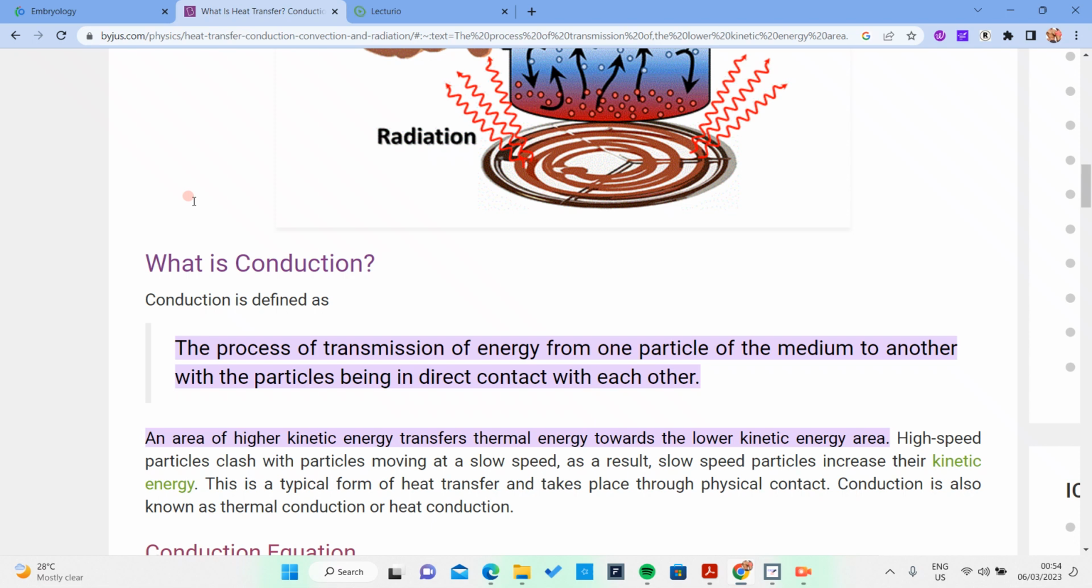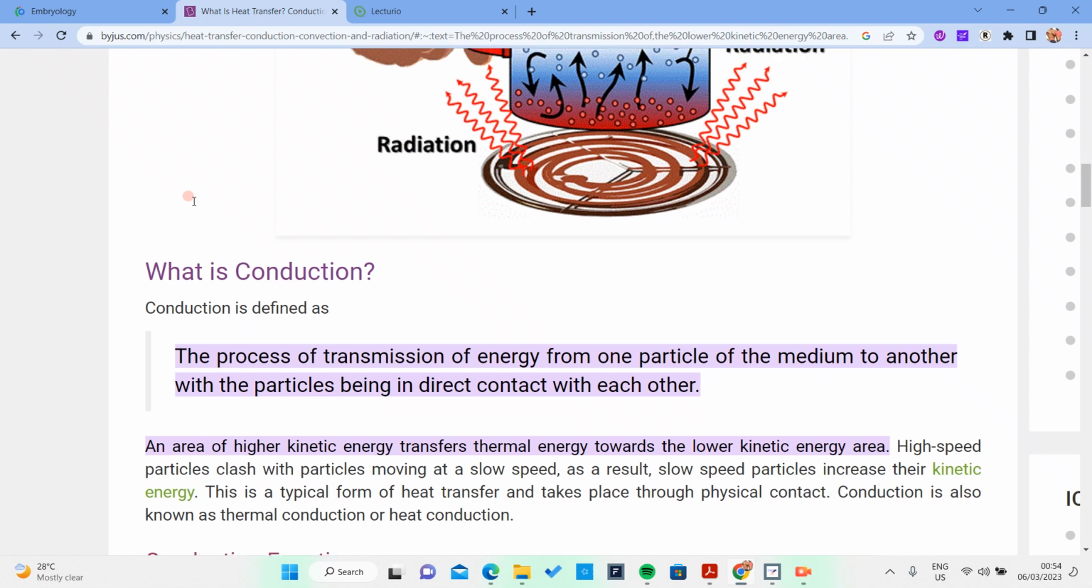What is conduction? Conduction is the process of transmission of heat from one particle of the medium to another, with the particles being in direct contact with each other. In which state of matter are the particles in direct contact with one another? We already did states of matter. It is in solids. So that means conduction is a form of transmission of heat in solid particles.